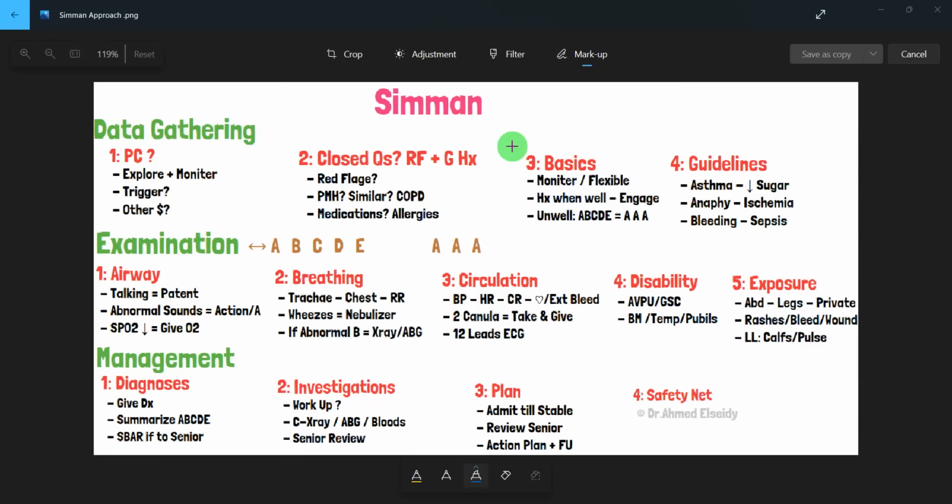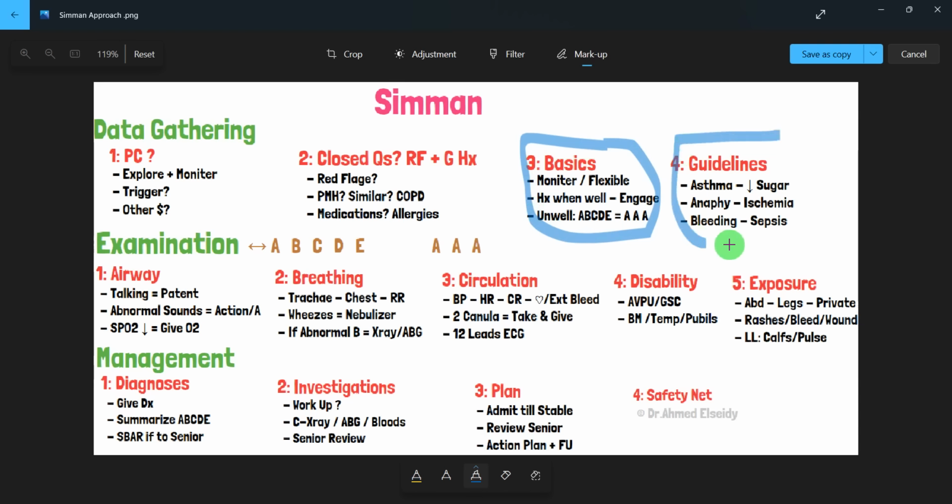Alright everyone, let's talk about Simman stations here. I will start with an approach first and then we'll use the same approach in every single Simman, and it should be very simple here. Just to give you the heads up, in every station and in every mind map there will be point number 3 and point number 4.